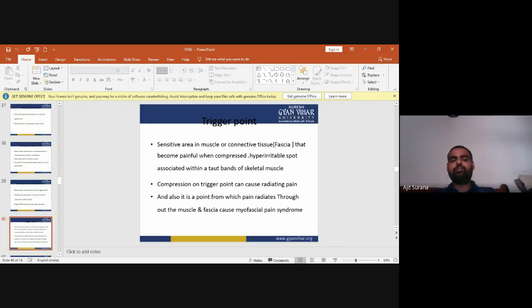So this is all about the trigger point. It is a sensitive area in the muscle or connective tissue like fascia that becomes painful when compressed. It is a hyper irritable spot associated with taut bands of the skeletal muscles. If we compress the trigger point, it causes radiating pain, and it is a point from which pain radiates throughout the muscles and fascia, causing myofascial pain syndrome.